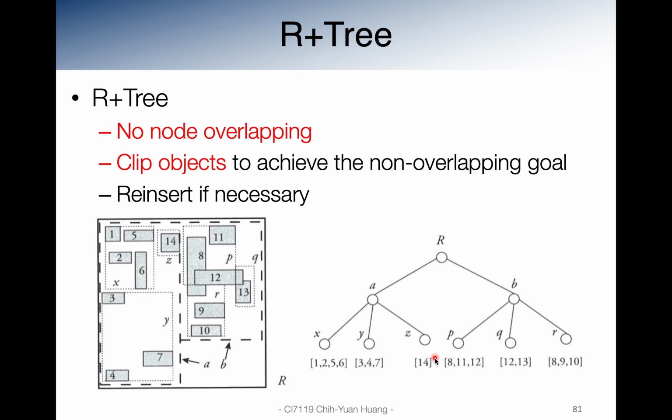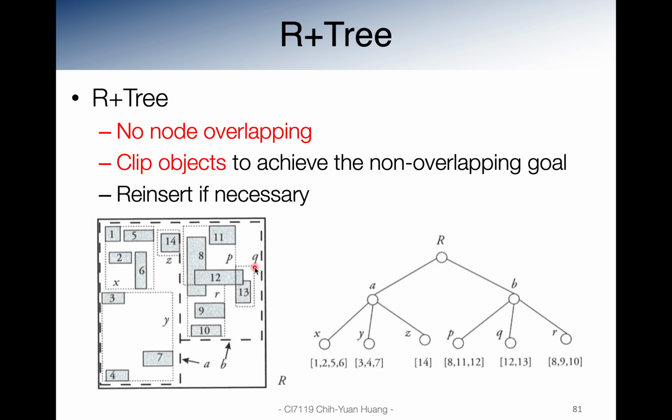But the most different part is not in the A node, it's actually in the B node. So let's take a look at the B node. The B node has the P node for the dashed line over here, the Q node over here, and the R node over here. You can notice one thing, that P, Q, and R don't have any node overlapping.